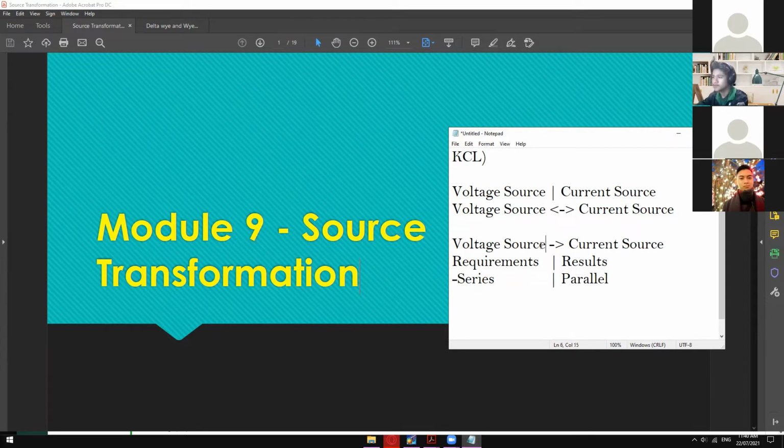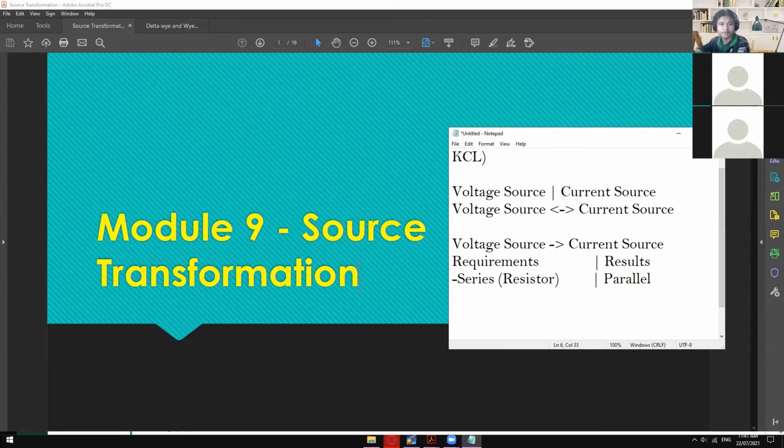So your voltage source must be in series with the resistor. It is in series with your resistor itself. And as a result, their connection will become parallel. So later on, you will see this transformation from series to parallel. Those are the only requirements for us to transform the voltage source into a current source. So from here, you can already use I is equal to V divided by R.